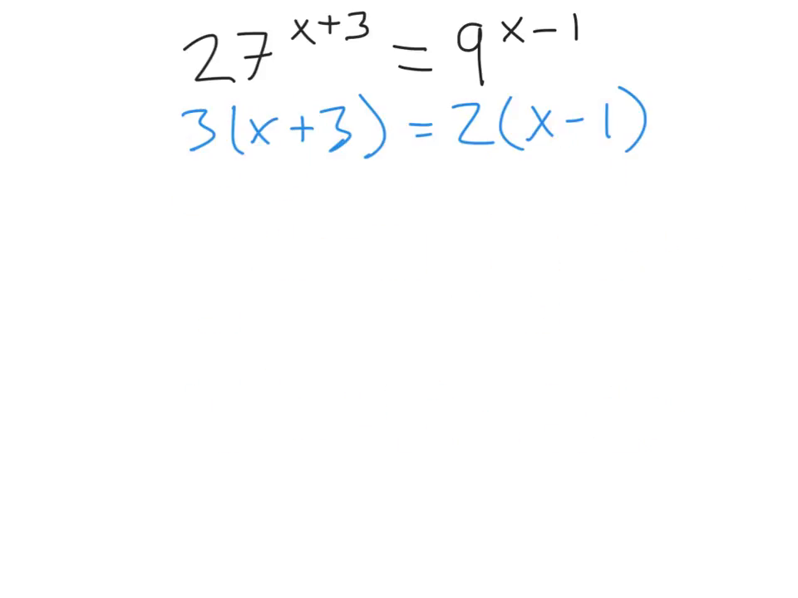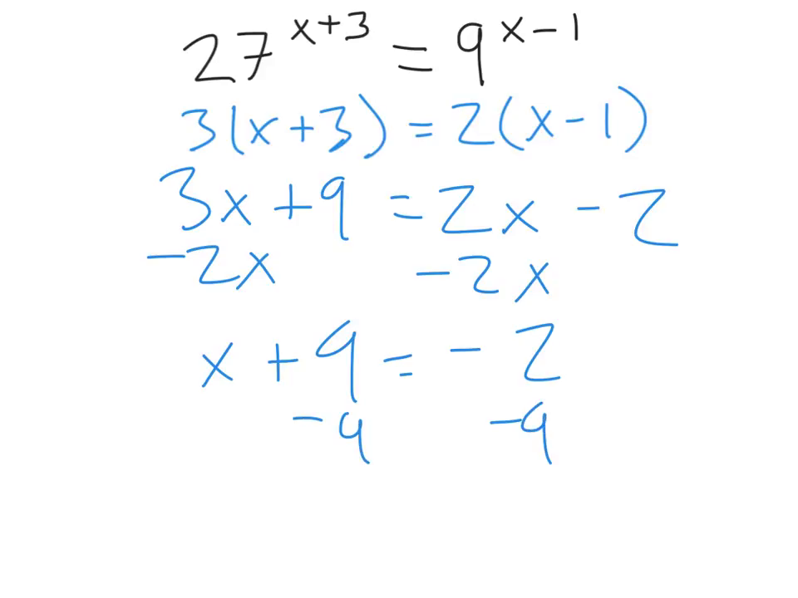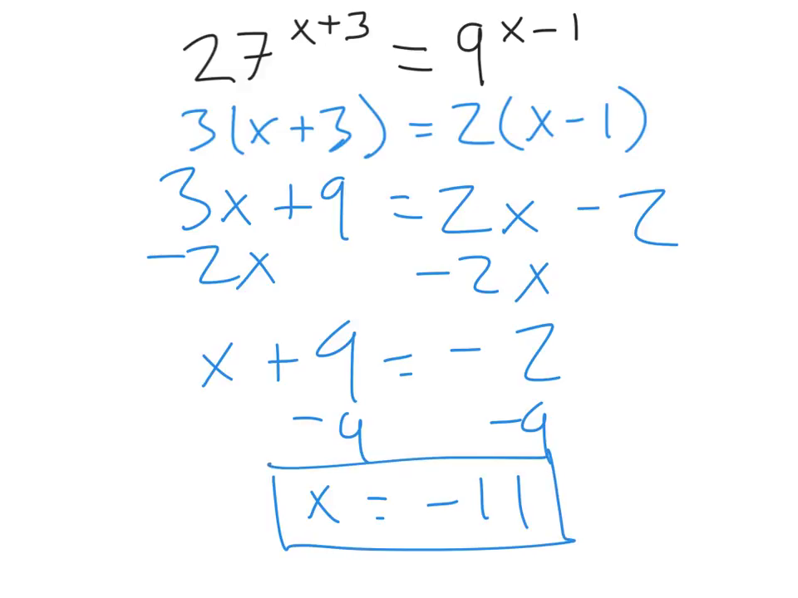So now we're going to solve this equation, and we're just going to distribute the 3 and distribute the 2. So we'll get 3x plus 9 equals 2x minus 2. And then we want to get all our x's onto one side, so I'll subtract the 2x from both sides. Get x plus 9 equals negative 2. And then we'll subtract the 9 from both sides to get x equals negative 11. And that is our answer.